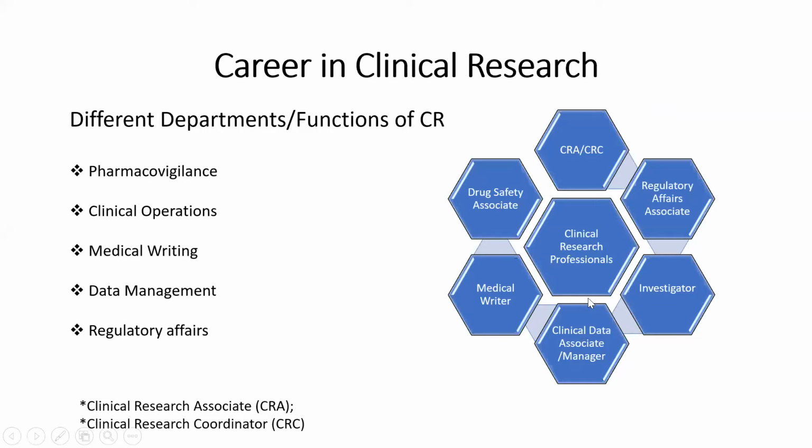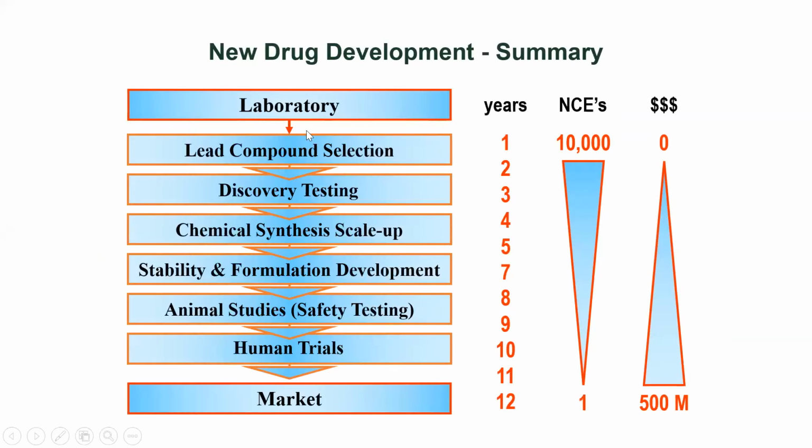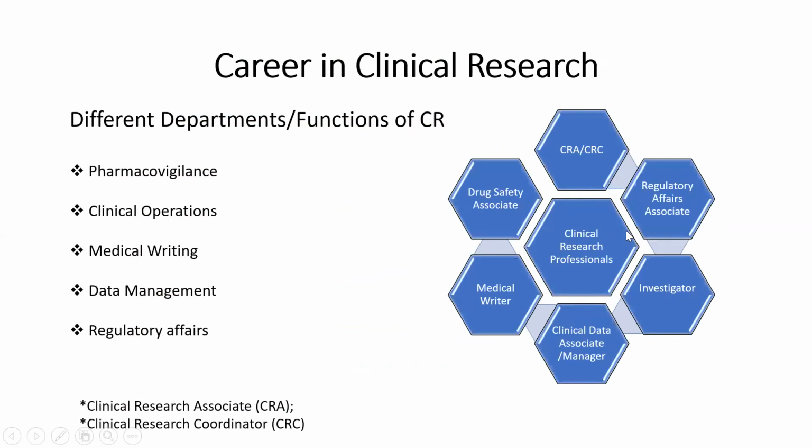Because we just learned how much effort this process takes, which means a lot of effort is needed. That is the reason these roles exist. So different types of roles may be pharmacovigilance. Once your drug is in the market, it is watched closely. If there are unwanted side effects, those are reported. That is known as pharmacovigilance, right?